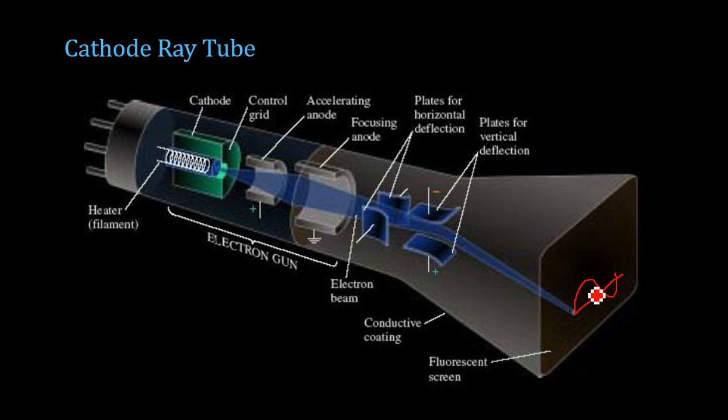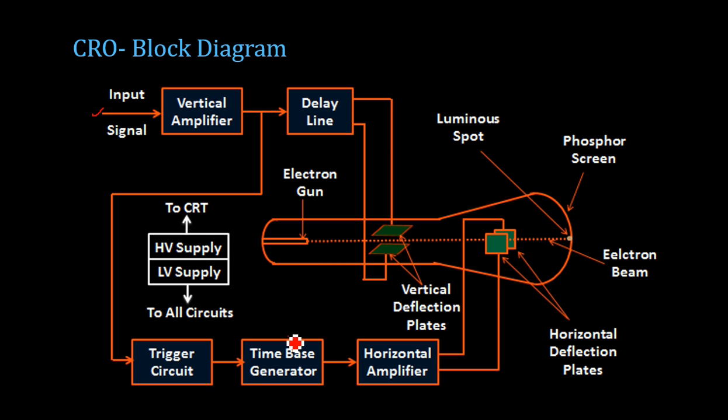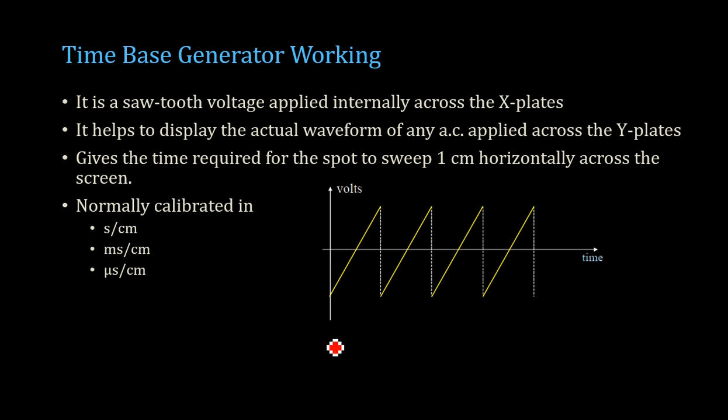Now we'll be focusing on how the time-base generator works, and how you are able to display a particular signal on the screen. The time-base generator produces a sawtooth waveform that is applied internally across the horizontal plates. This is normally calibrated in seconds per centimeter, that is, the time required for the spot to sweep 1 centimeter horizontally across the screen. This can be considered the time base for the signal. When you draw any waveform, you need a time base, and that time base is formed with the help of this time-base generator.